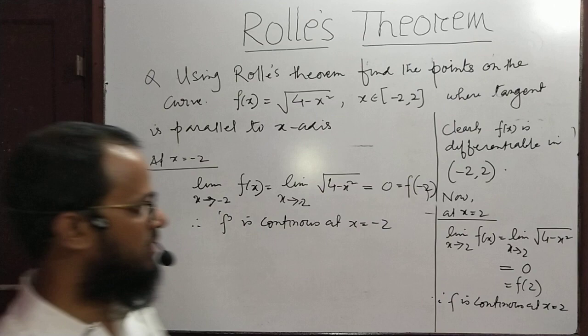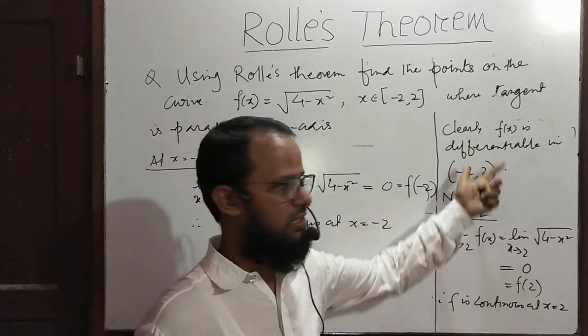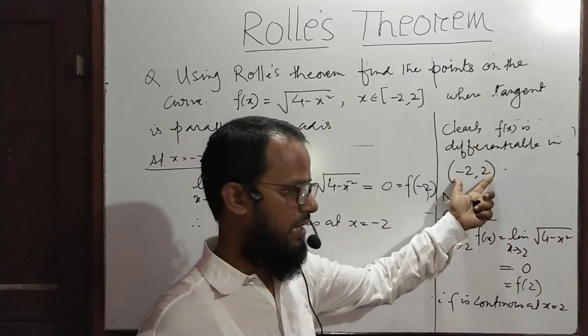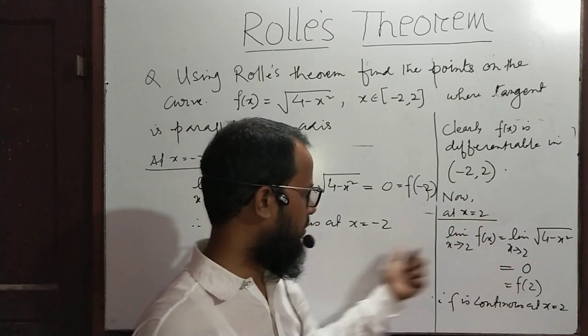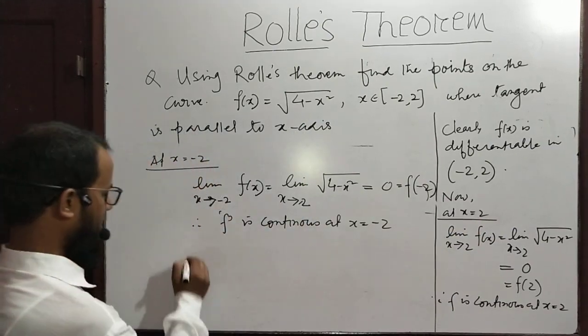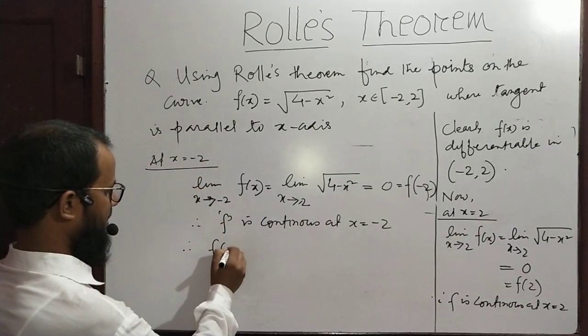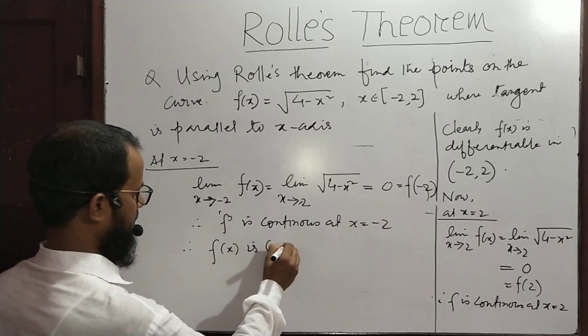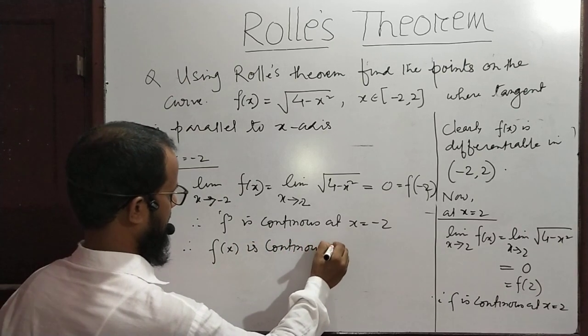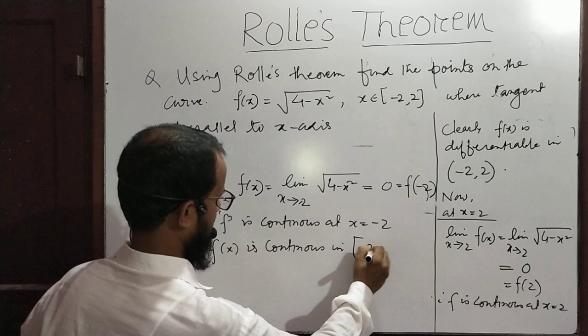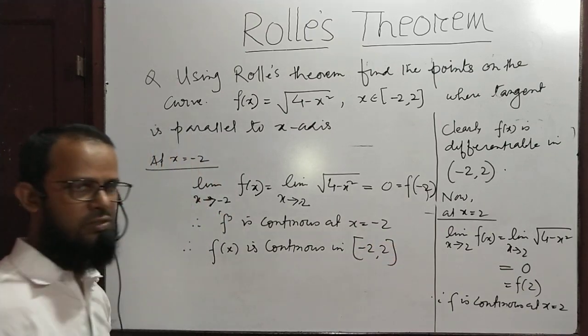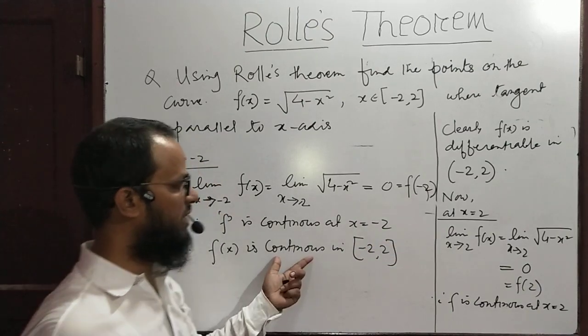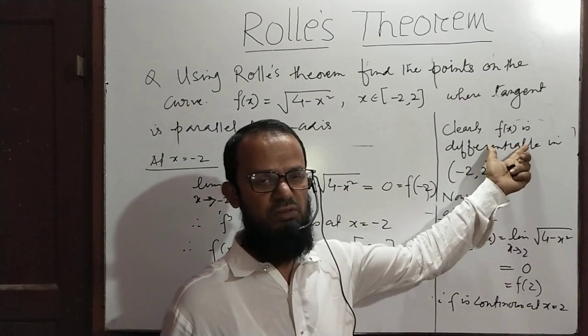Since the function is already differentiable on the open interval, it is continuous on this open interval, and now we conclude that at the endpoints the function is also continuous. Therefore we can write f(x) is continuous in [-2, 2]. So the first condition is satisfied, the second condition of Rolle's theorem is satisfied.